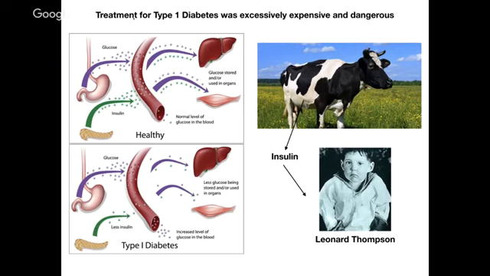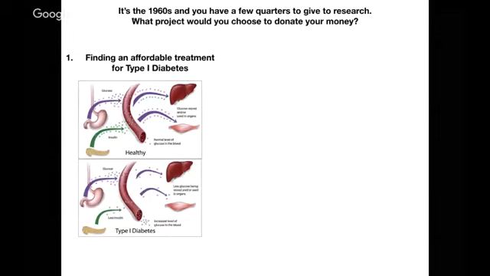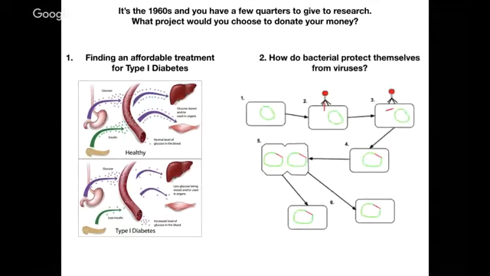So let's fast forward to the 1960s. And let's say you have a few quarters or a few dollars to give to research. And you have your choice to fund two different projects. One project would be to focus on finding an affordable treatment for type 1 diabetes. Or would you fund a project that asks, how do bacteria protect themselves from viruses?